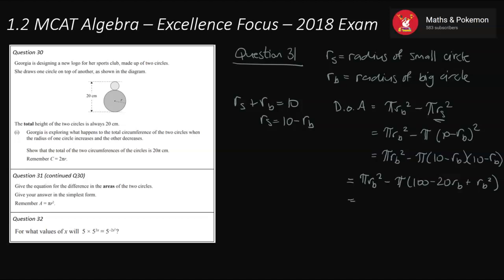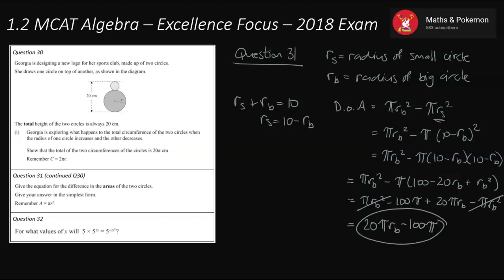So that there is going to be equal to pi RB squared minus 100 pi plus 20 pi RB, and then finally we're going to go minus pi RB squared. Geez, getting really messy, but we're getting there at the end. The pi RB squareds, one is positive, one is negative, they cancel each other out, leaving us with 20 pi RB minus 100 pi. I have switched them around to make sure the positive expression is at the beginning.